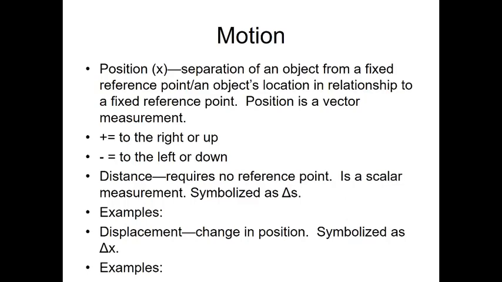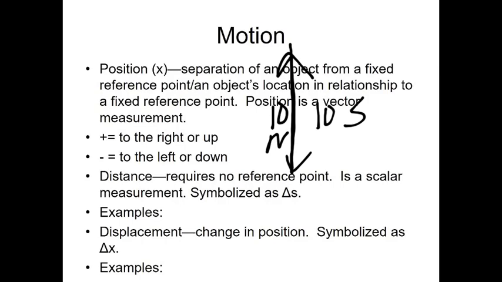Distance, on the other hand, doesn't require a reference point. It's a scalar measurement. Distance is oftentimes symbolized as delta S. So let's say that a person travels north 10 meters, turns around on that same line, and travels back to the south 10 meters. So 10 meters north, 10 meters south. Well, they traveled a distance of 20 meters, 10 to the north and 10 to the south.